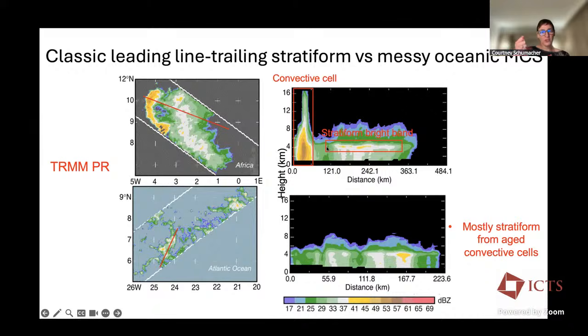This is another thing people don't talk about very much: how messy MCSs can be over the ocean. This is a horizontal cross section, a couple hundred kilometers across. This is the swath of the radar. And you're like, well, that doesn't look like an MCS. Well, if you take the cross section, you can see we've got 200 kilometers of continuous rainfall. It's really mostly stratiform from aged convective cells. So a lot of MCSs over the tropical oceans look like this. Not all of them, many of them don't look like this. So just keep that in mind.